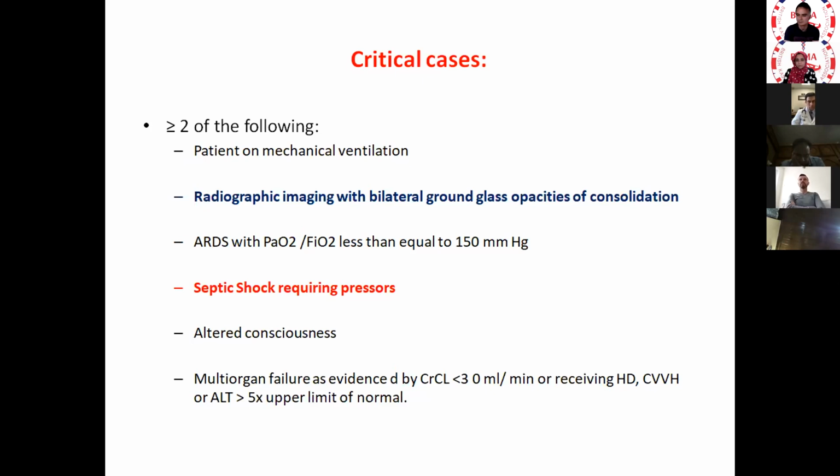This is the difference that we are having right now in the second peak. Once we compare it with the first peak, in the first peak there was a decreased incidence of patients who had severe illness.